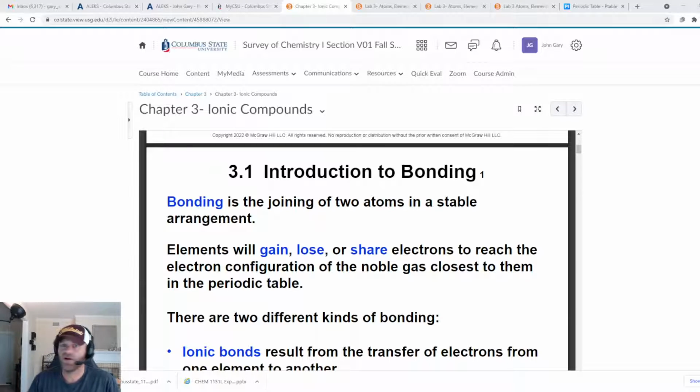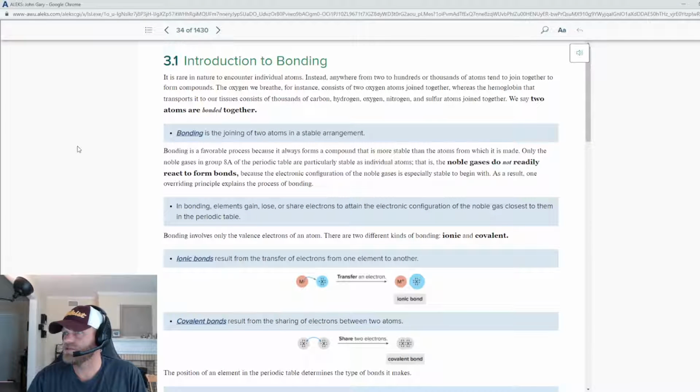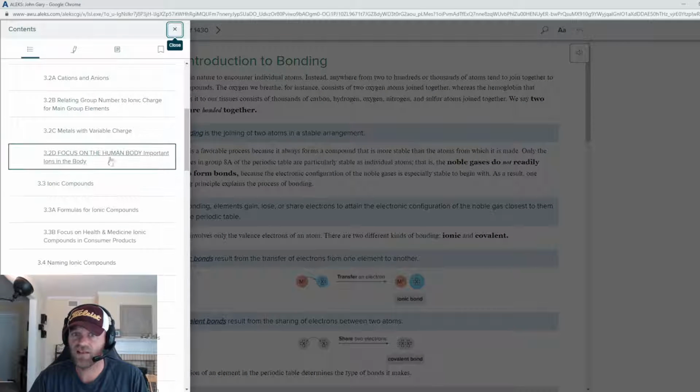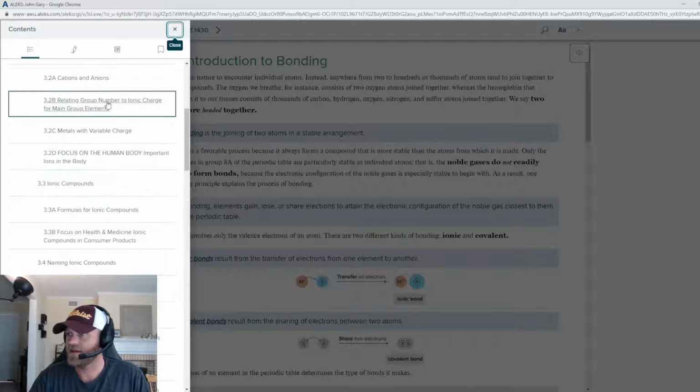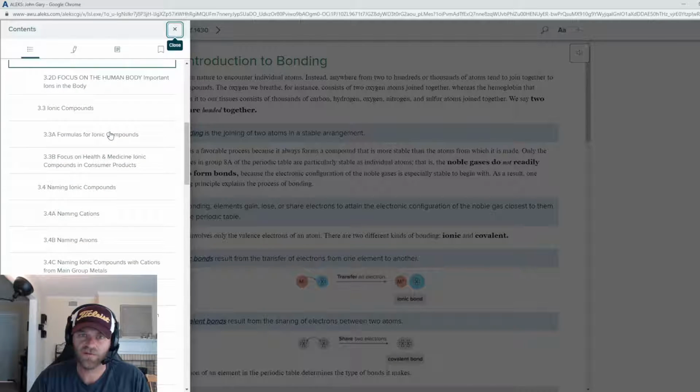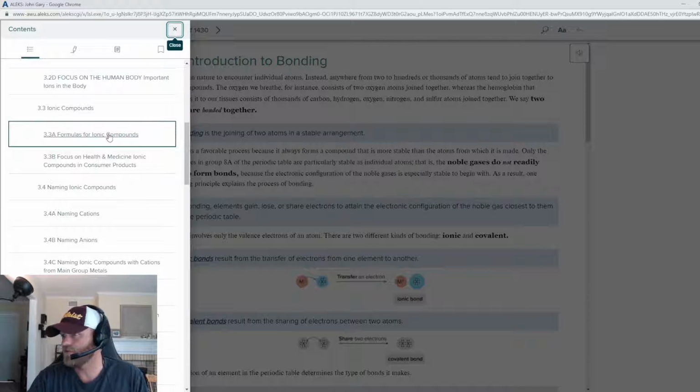All right, so I'm going to go to the text. I like the text a little bit better for this section. So it's chapter 3, section 3.1. You can pull up the table of contents here on the left. This is the ebook that you should get with your Alex program, and all the different sections that we're going to be discussing. So I'm going to move kind of quickly through all of this because most of it is like naming compounds, which are essentially just a set of rules. You follow the rules, and then you just get the practice in.